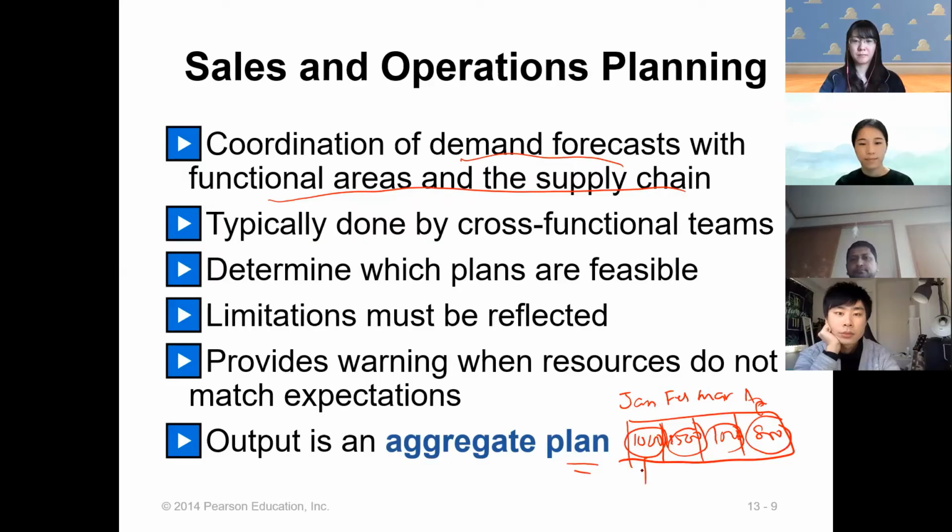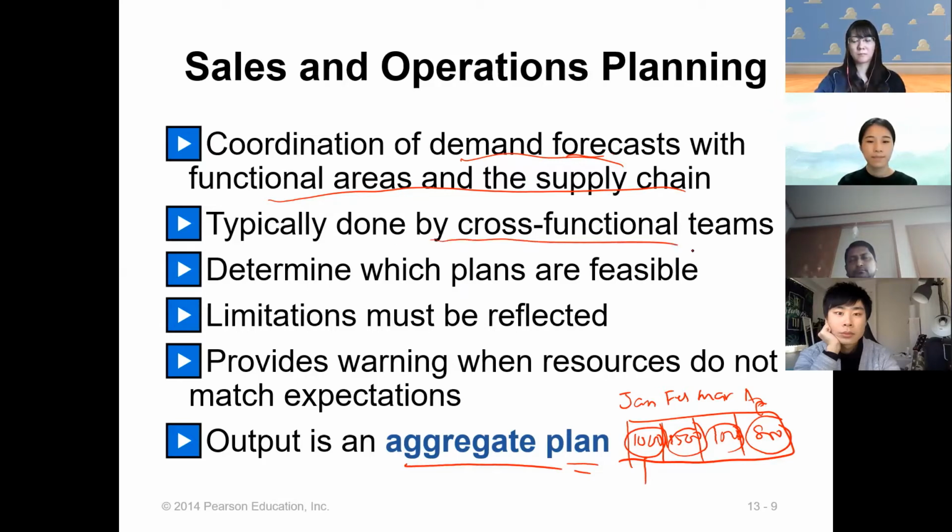For example, the company is making cars. It's going to make 1,000 cars. It doesn't matter what kind of car it is. It doesn't matter whether it's a 2-door, 4-door. It is actually aggregate. Total. So this will depend on the demand forecast. And they have to coordinate with all the supply chain.